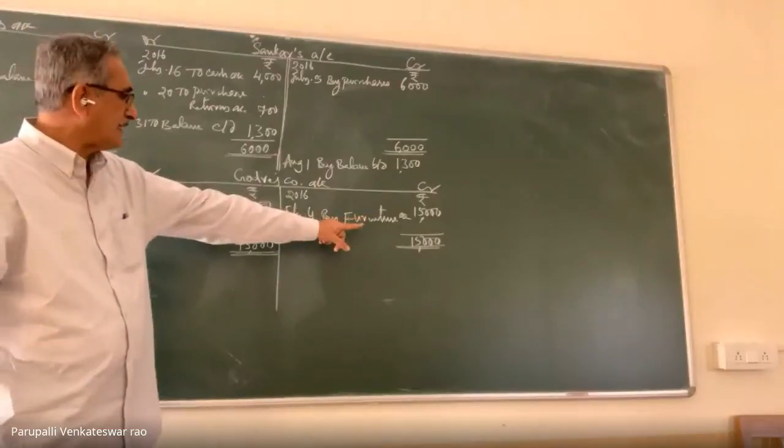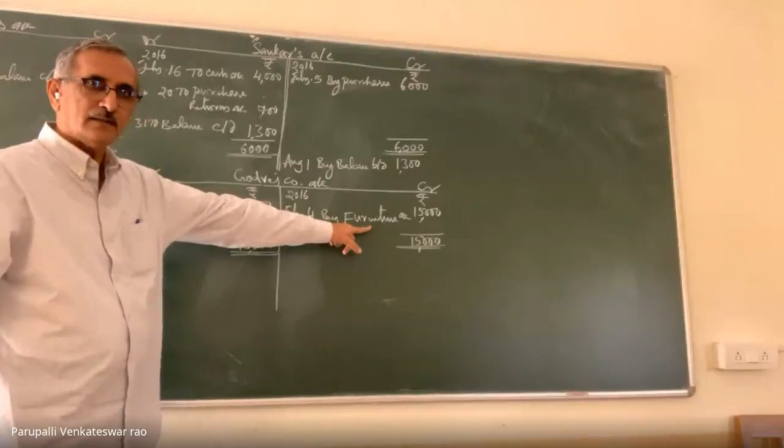Right? We have purchased furniture for 15,000. We have paid 15,000, no dues.